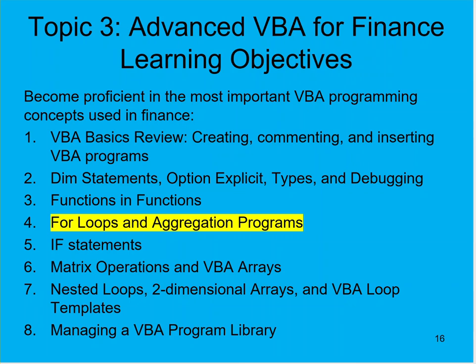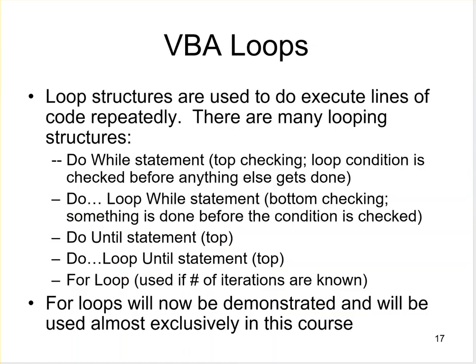VBA for Finance, Learning Objective number 4, for loops and an aggregation program. So in VBA, loops are one of the most important things you're going to learn. Loops, or loop structures, are used to execute lines of code repeatedly. In other words, if you needed to make a calculation that required 1,000 calculations, you're going to use a VBA loop.